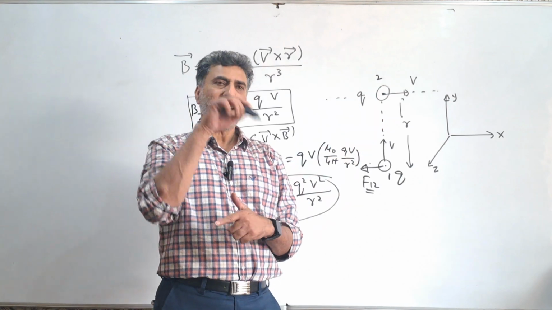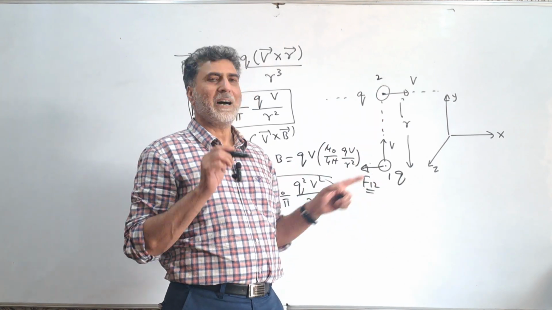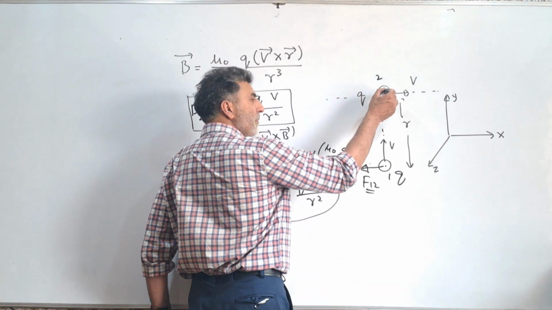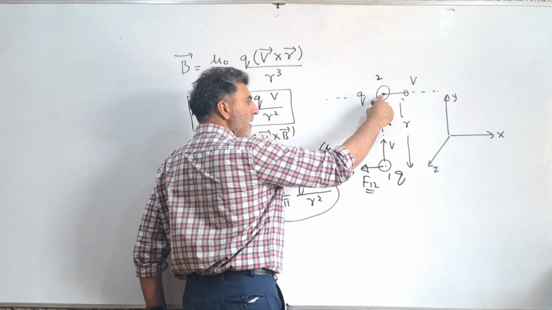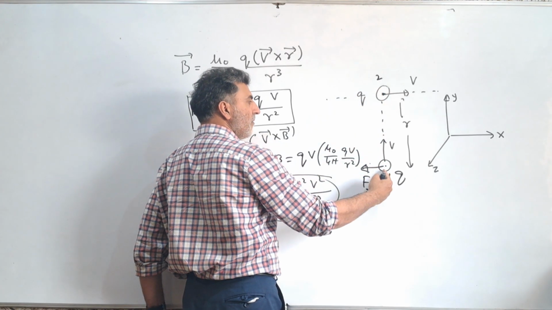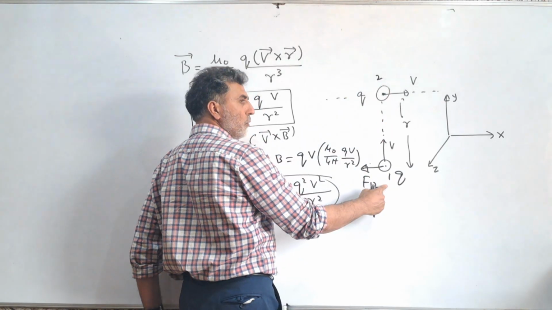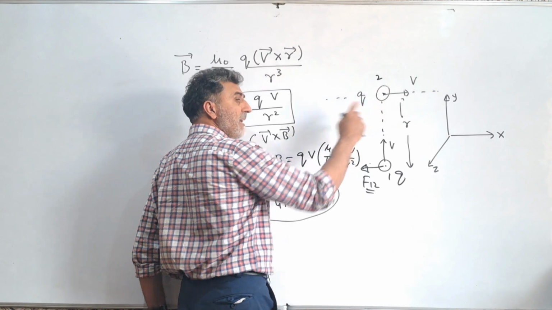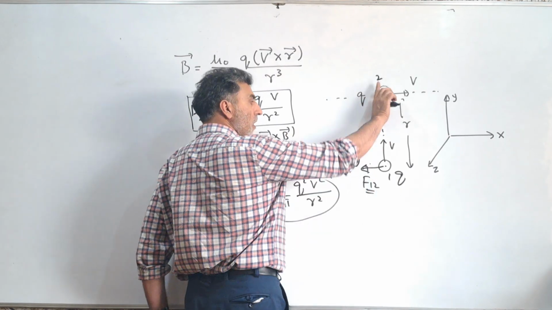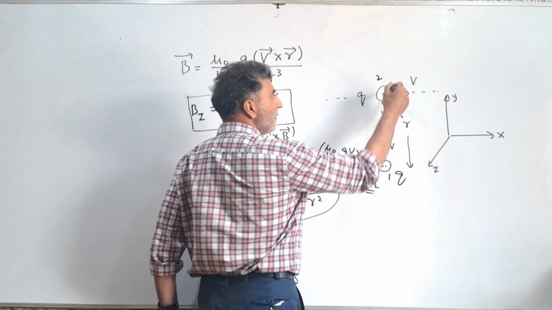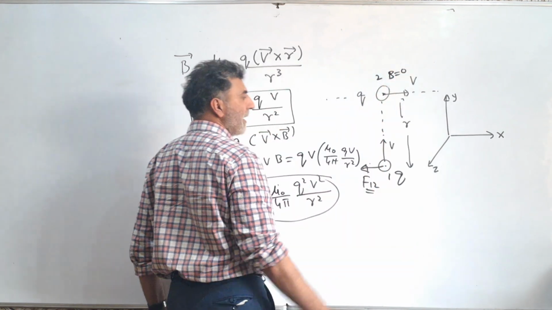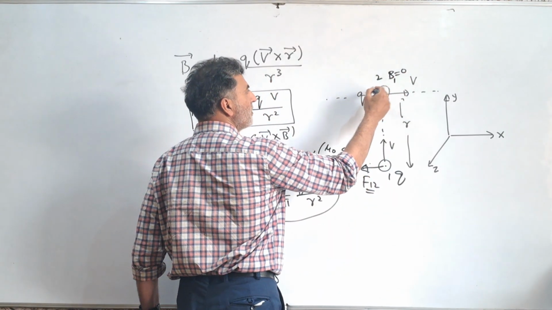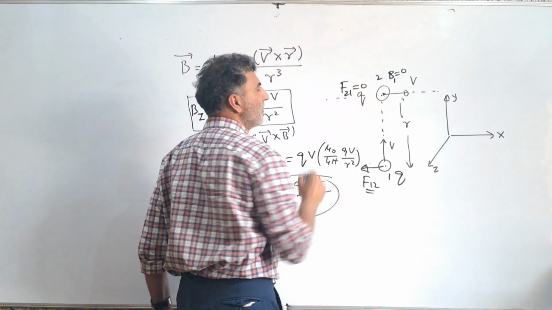Now let me find the force on the second due to the first. What will be the answer? The answer is, I will tell you, because this charge, when it moves and at a particular instant it passes this point, at this instant of time, this charge lies along the line of velocity of the first charge. Therefore, the magnetic field produced by charge 1 will be 0. Therefore, the force on this will be 0. So F21 will be 0.